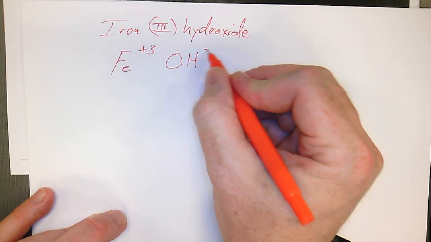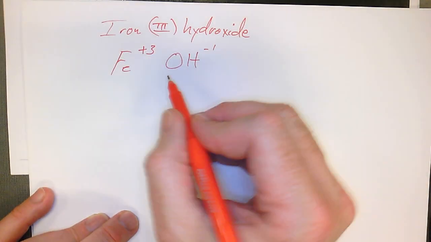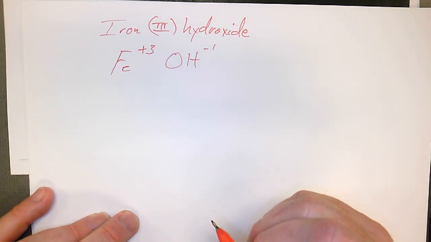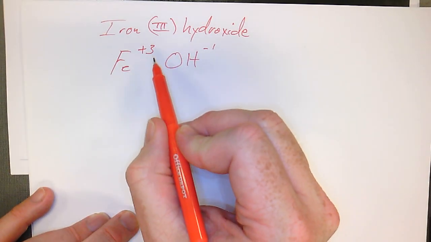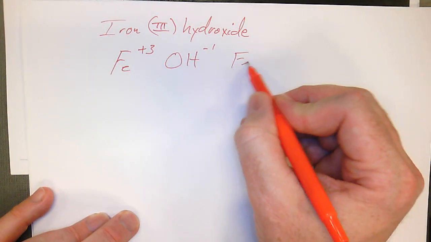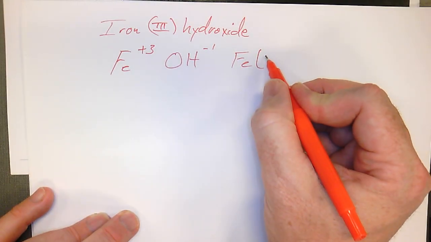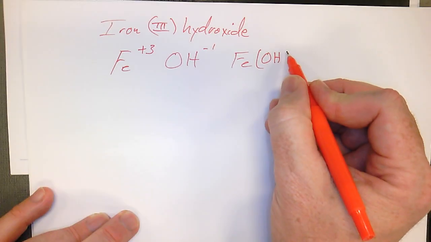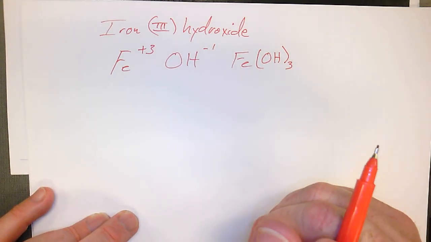Which do I need more of? Do I need more OHs? How many OHs total do I need? What's the least common multiple? 3. 3 divided by 3 is 1, so Fe. 3 divided by 1 is 3. So we have to put the OH in parentheses and the 3 on the outside.